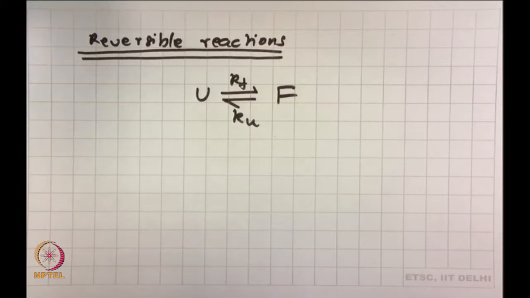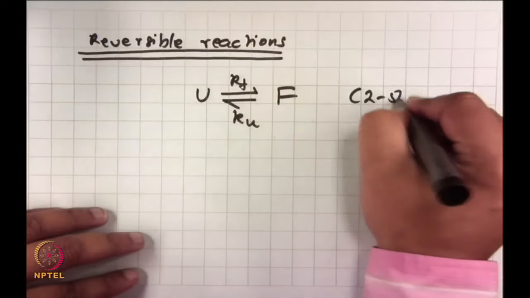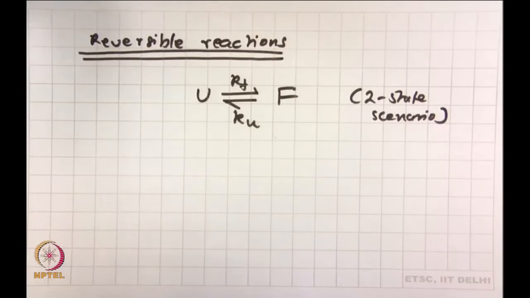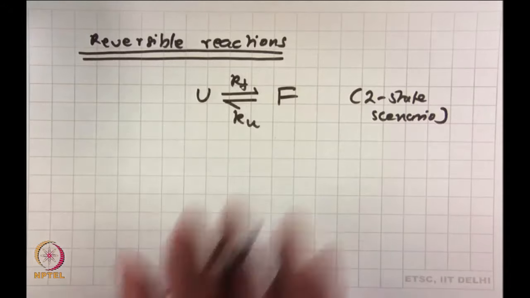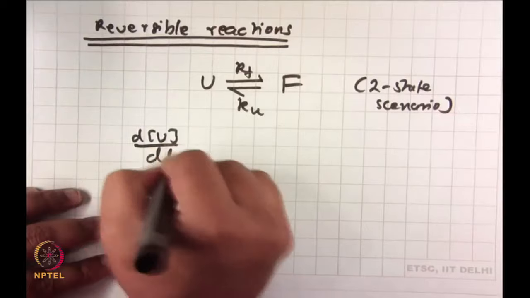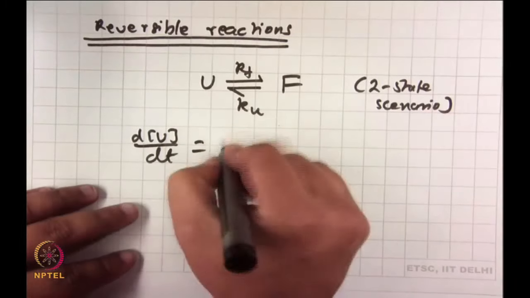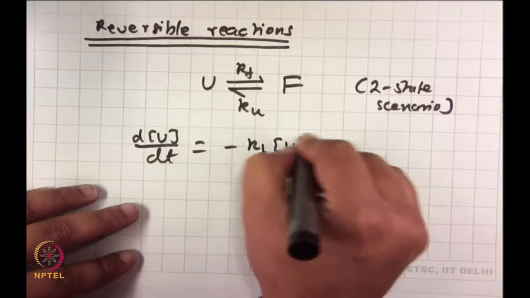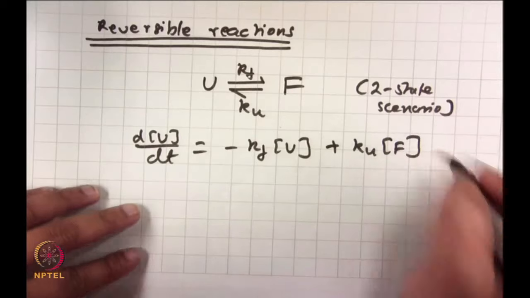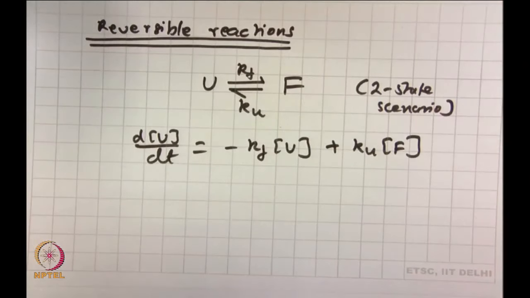And please remember, again I am talking about a two state scenario. Only two states, right. So, now I can write d of u over d of t would be minus kf into u plus ku into concentration of f, is it not? U is the unfolded form, f is the folded form, and both of these can interconvert because they are in equilibrium.